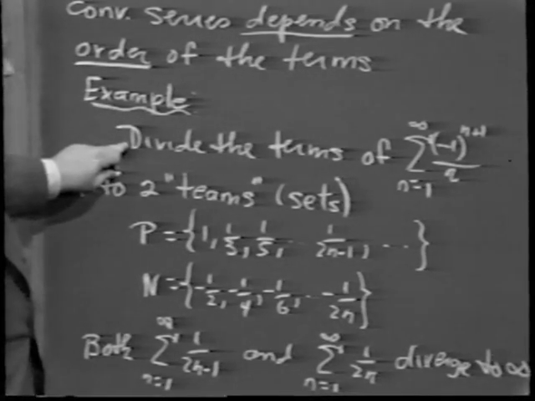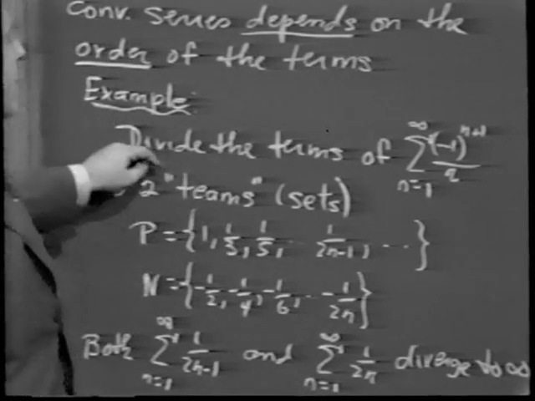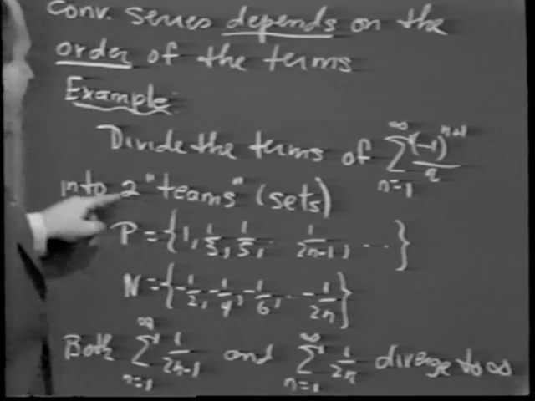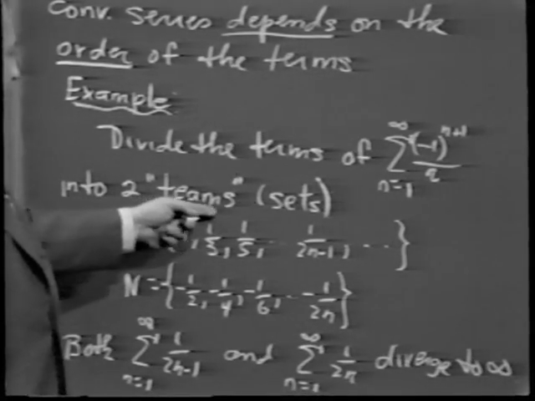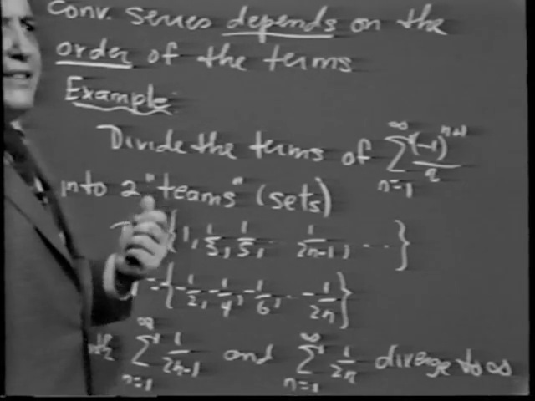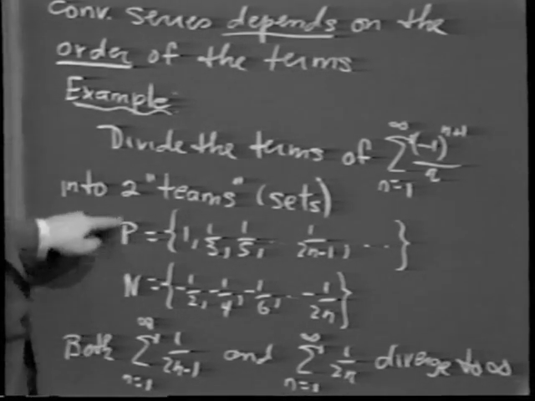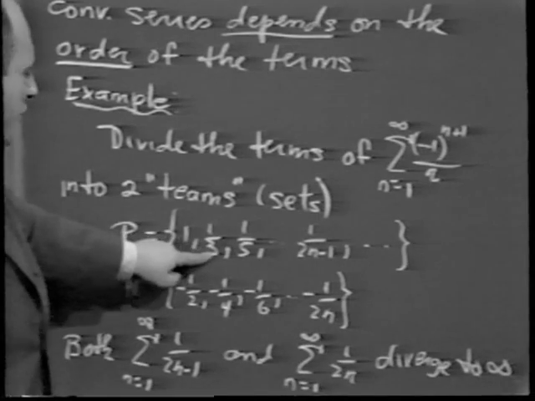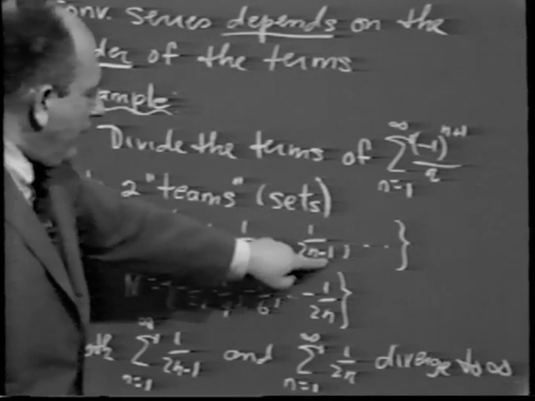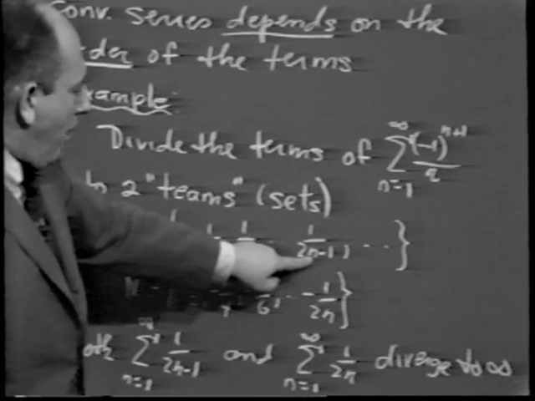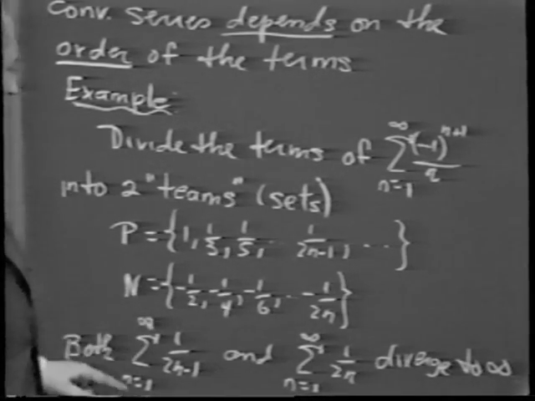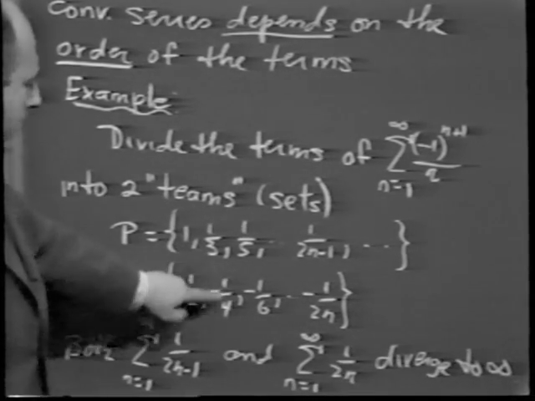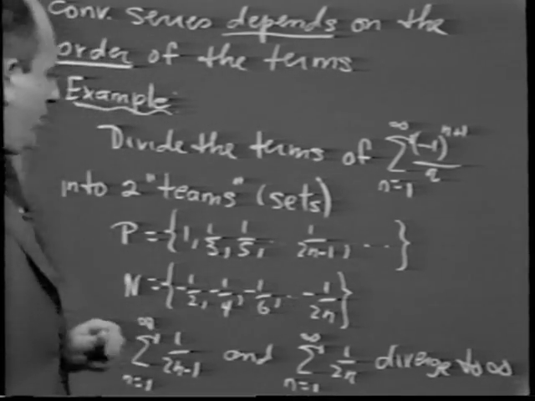But the idea is, let me just do this in terms of the problem that we were dealing with. Let's take the terms of our conditionally convergent series, 1 minus a half plus a third, etc., and divide them into two teams. And if this expression bothers you, call the teams sets, and that makes it much more mathematical. Let the first set consist of the positive terms of a series, namely 1, a third, a fifth, and in general 1 over 2n minus 1, where n is any positive whole number. The negative members of our team, the set N, are minus a half, minus a quarter, minus a sixth, in general minus 1 over 2n.